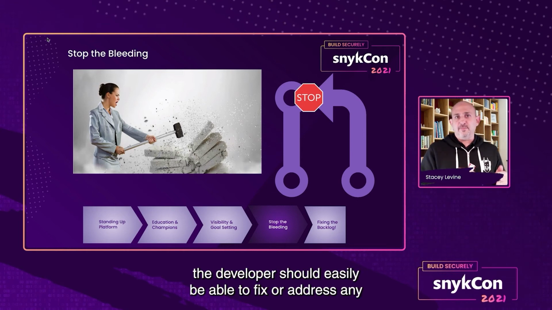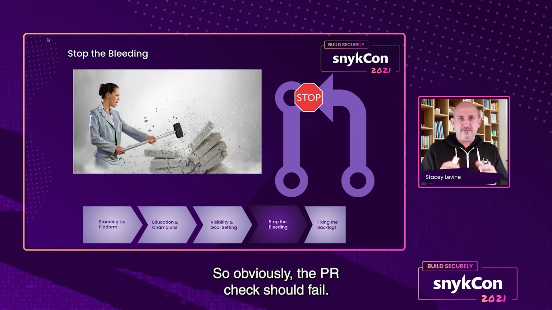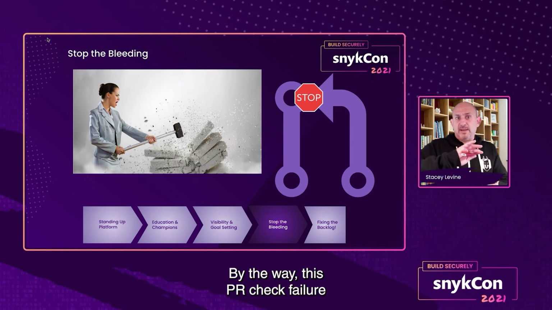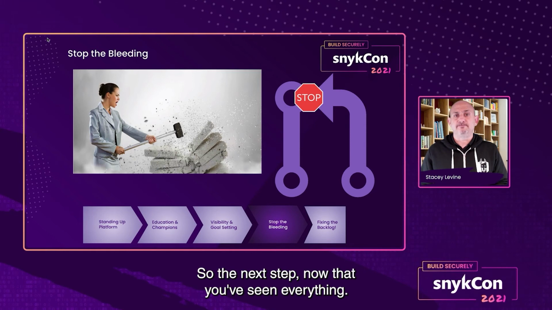i.e., the developer should easily be able to fix or address any critical vulnerabilities, and they didn't. So obviously the PR check should fail. By the way, this PR check failure applies to both security and license checks.